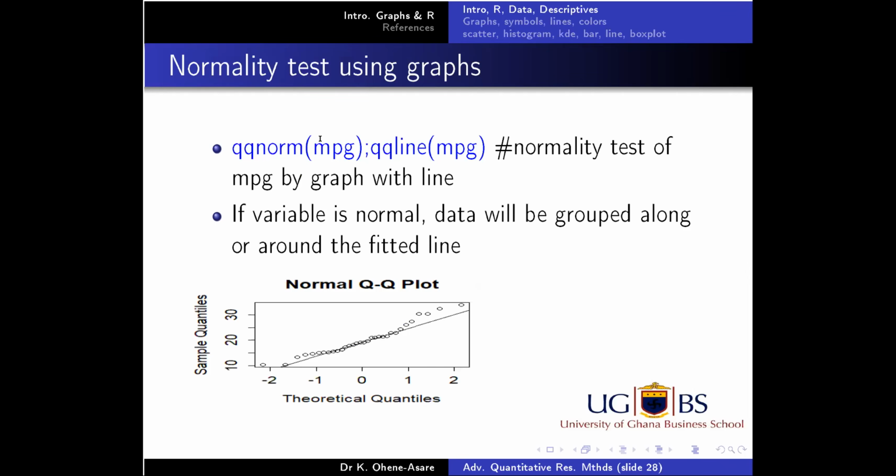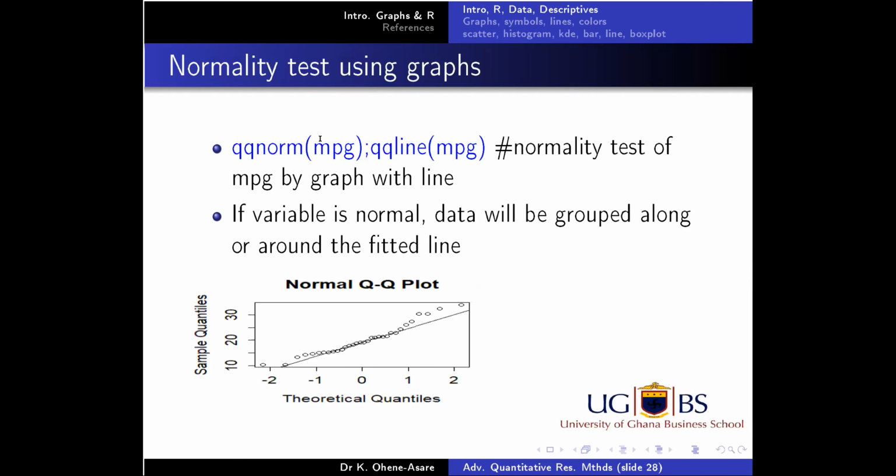All you want is that the dots will be sitting beautifully on the line. If the majority of the dots are sitting nicely on the line, it means the data is normally distributed. Okay, if the majority of the data are sitting beautifully around the fitted line, then the data is said to be normally distributed. Now, we have already confirmed that MPG is normally distributed, and you can see the majority of the MPG data are sitting around the fitted line.